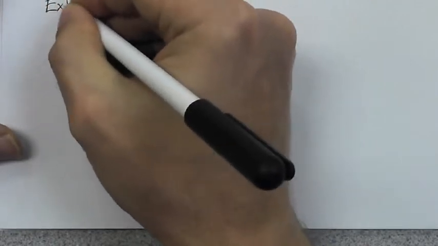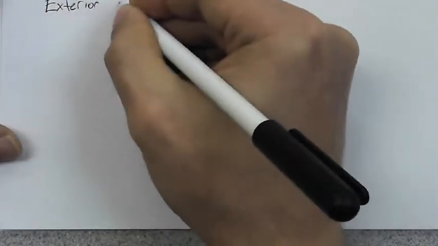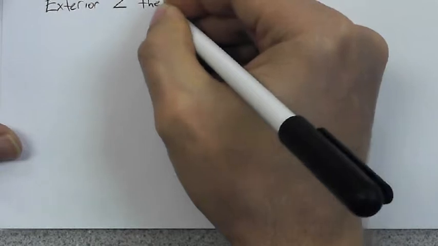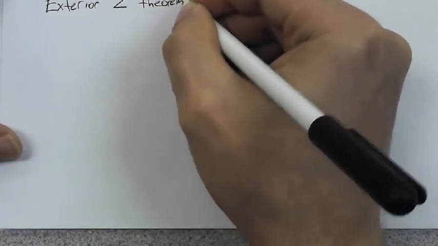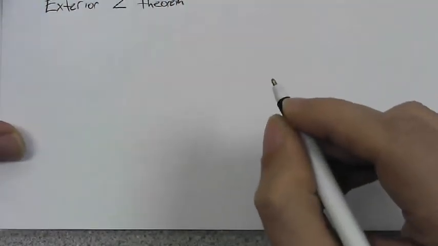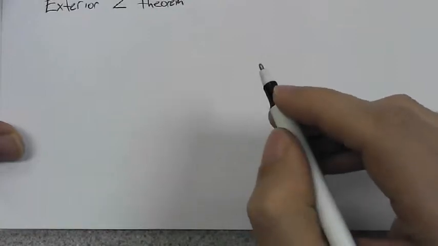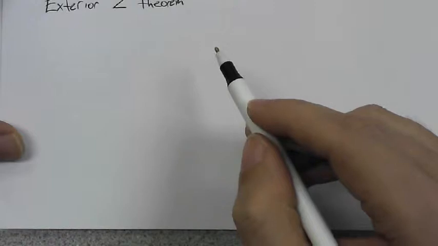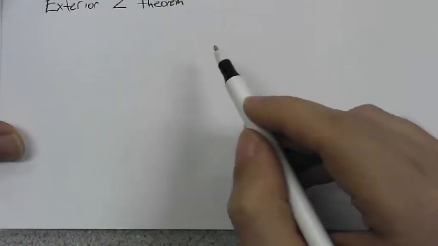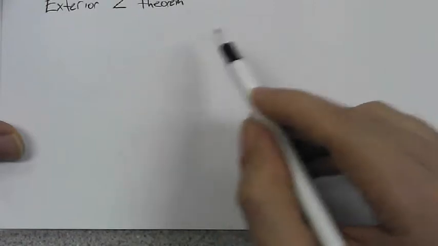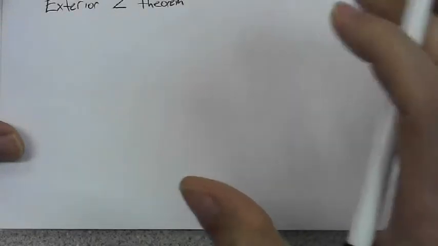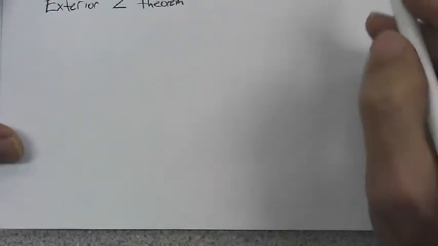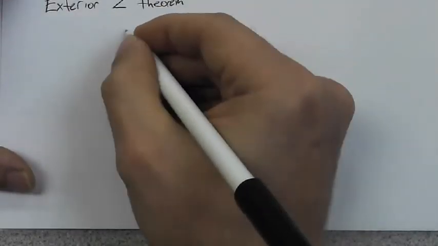So the next thing that we need to go over is called the exterior angle theorem. Now, the exterior angle theorem, basically what that says is that the measure of the exterior angle of a triangle is equal to the sum of the measures of the two remote, or two opposite, interior angles. So let me break that down for you.